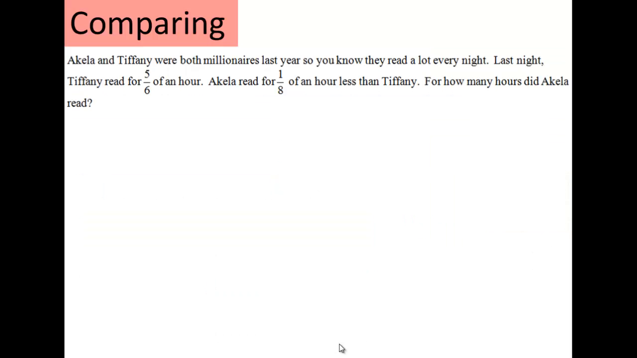Let's read this one aloud. Akila and Tiffany were both millionaires last year, so you know they read a lot every night. Last night, Tiffany read for 5/6 of an hour. Akila read for 1/8 of an hour less than Tiffany. For how many hours did Akila read? So why don't you go ahead and take a second, circle all of the key information, and underline the question.